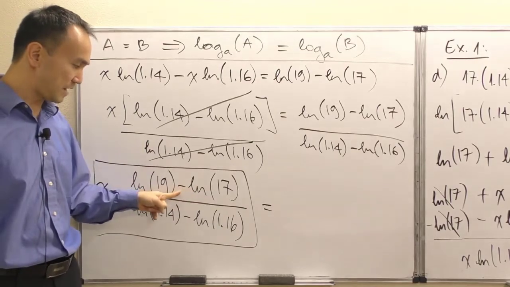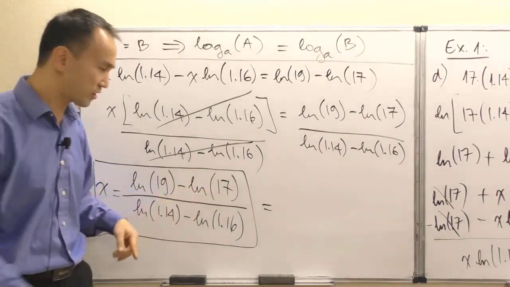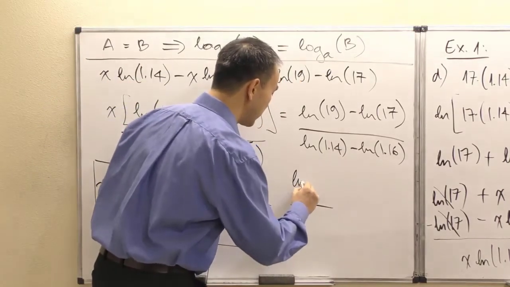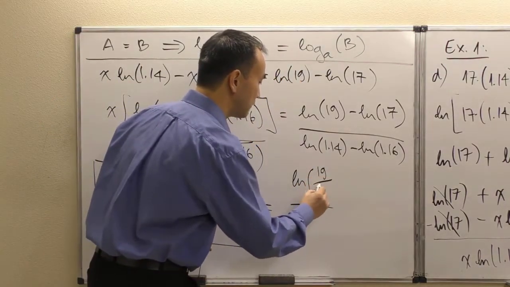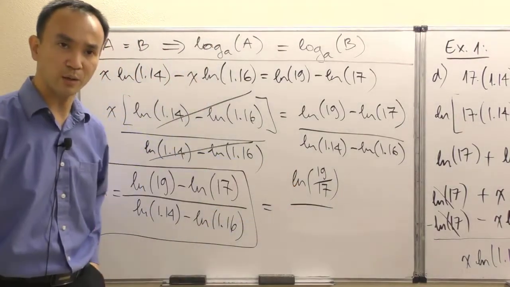Logarithm minus the same logarithm, so that turns into a logarithm of a quotient. The numerator here becomes 1 natural log of 19 over 17. This is going to be a lot faster on the calculator.